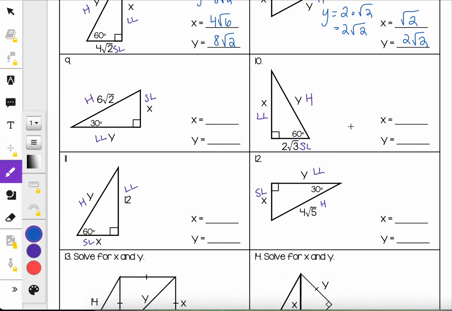Okay, moving along, number 9. If I'm given my hypotenuse and I want to find my short leg, I'm going to divide by 2. So when I'm dividing, I'm going to divide my numbers outside the radical, and I'm going to get 3 root 2 for my short leg. And then I need to multiply that by the square root of 3 to get my long leg. So again, when you're multiplying, you're going to multiply your numbers inside the radical together to get 3 root 6.